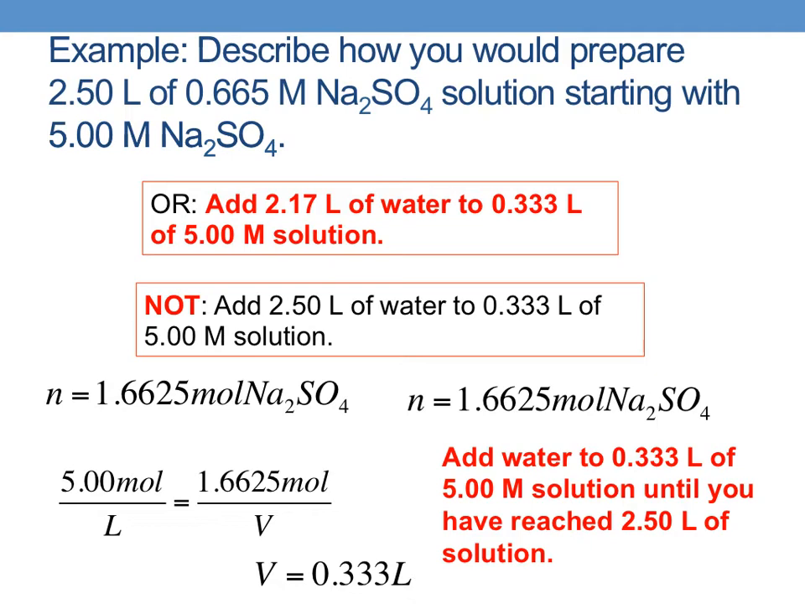You can't say, though, add 2.5 liters of water to our 0.333 liters of solution, because this initial solution takes up some volume in the beaker, and then our solution would be too large.